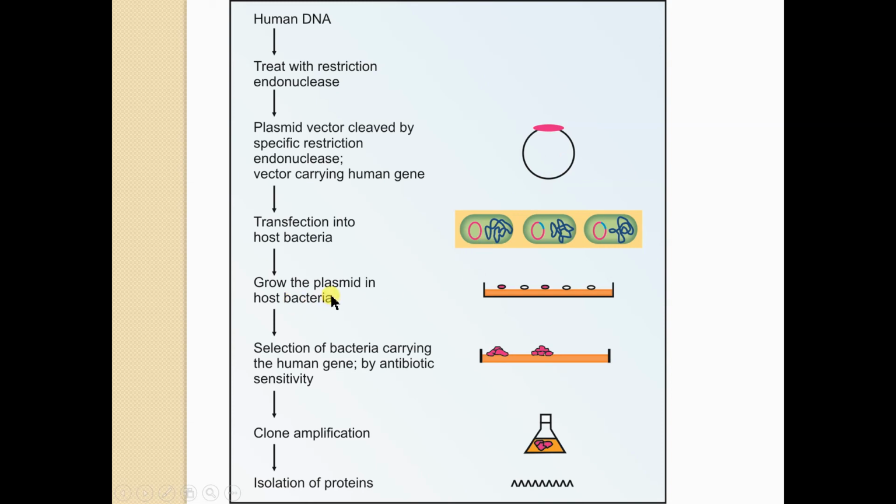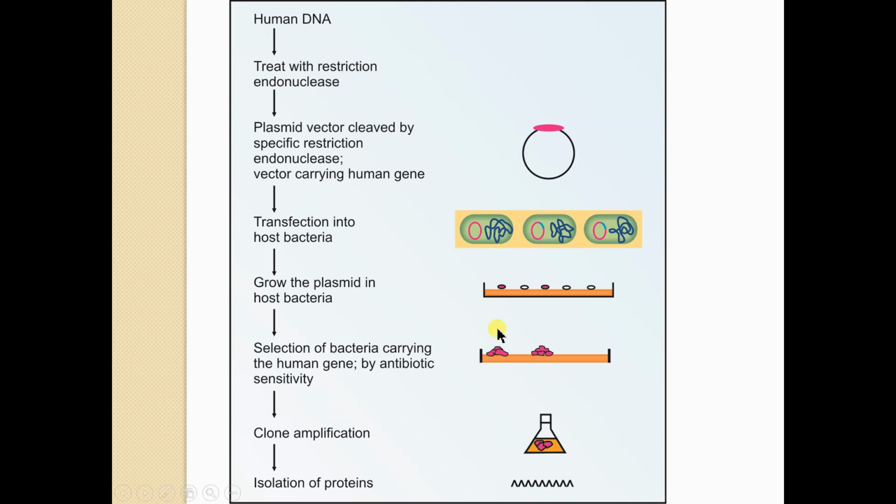Then this bacteria is cultured in an appropriate medium and allowed to grow, so this plasmid will also grow along with the bacteria. After that, the bacteria containing the specific human gene plasmid will be selected out by antibiotic sensitivity. The deeper process we will discuss in the next class. Here we are just seeing the outline of the whole procedure.